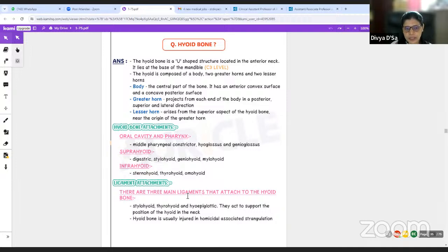Now, the attachments. Okay, so for the oral cavity and the pharynx, we have the middle pharyngeal constrictor, hyoglossus, as well as genioglossus muscle attached to the hyoid bone.